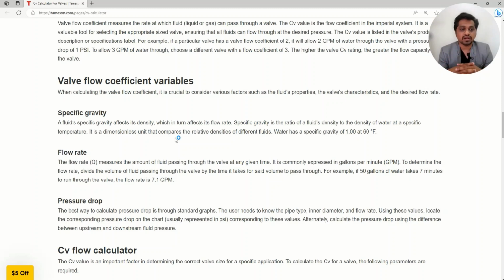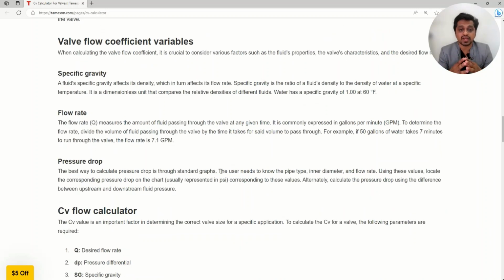And then we have the pressure drop. We have seen the types of valves, and we know that some valves require a pressure differential. So we should know the pressure drop also, and that is an important parameter for calculation of CV.